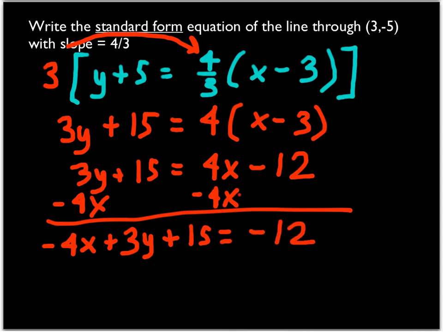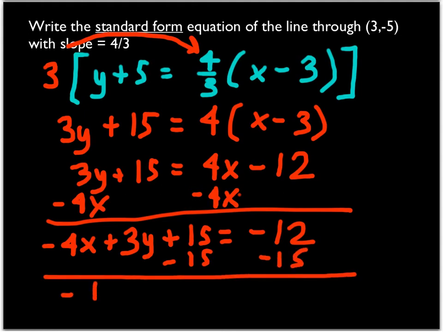And then I just have to subtract 15 from each side, and I get -4x plus 3y equals negative 27. Okay, as we were saying here, that looks like it's in standard form. The only thing I don't really like here is this negative sign in front.